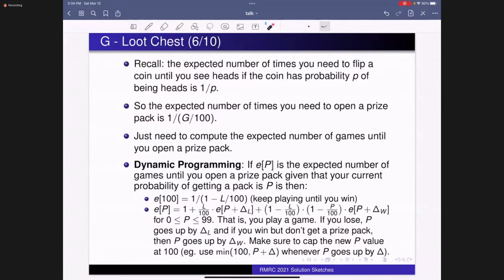Look at chess. So this slide is a little bit full. That's so you can browse it a bit at the end. But Luke Chest, I was happy to see at least six teams solve this one. Sometimes probability questions can be a bit daunting.